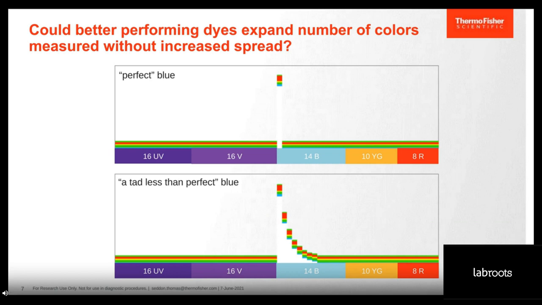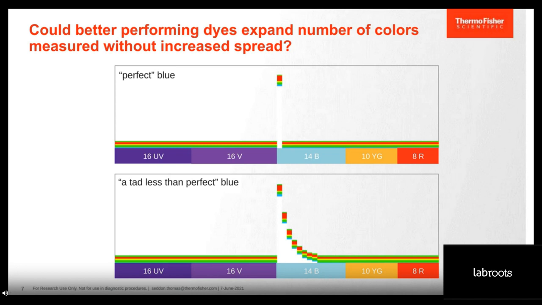And so one of the first things that we tried to do in looking at a new system for dye design is to think about whether better performing dyes could expand the number of colors measured without increased spread. And so up top, you can see that there is an imaginary dye called perfect blue. And why is it perfect blue? Well, it is only detected in one of the 64 available detectors. It's not cross-excited, and there's no real decay. It's just on or off. And that's not really how it works in terms of physics.